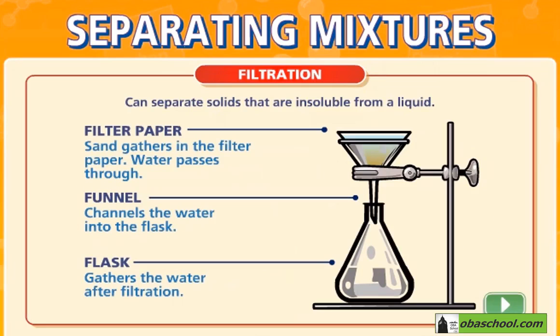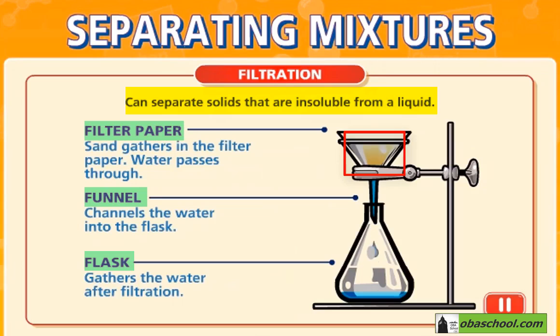Another method is filtration. It can separate solids that are insoluble from a liquid. The apparatus is made up of filter paper, the funnel, and a flask. So, if we want to separate sand from water, sand gathers in the filter paper, and water passes through, as you see, going into the beaker through the funnel. The funnel channels the water into the flask, and the flask gathers the water after filtration.